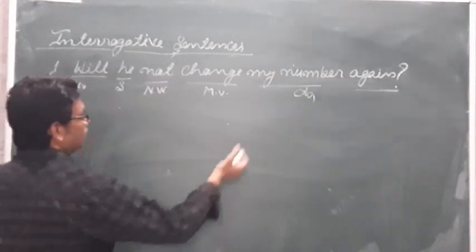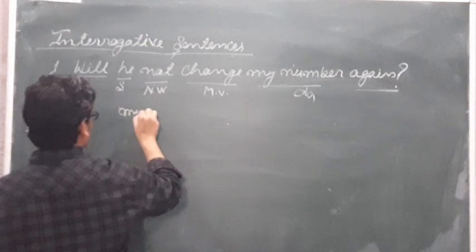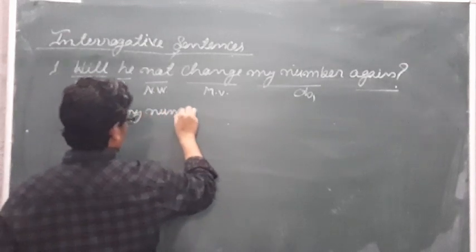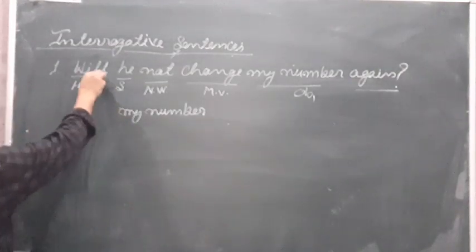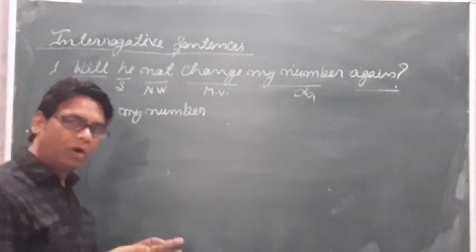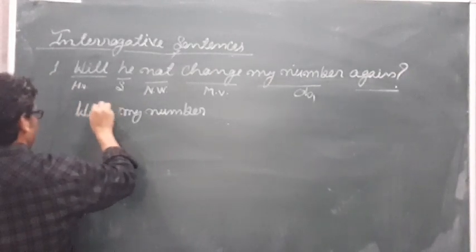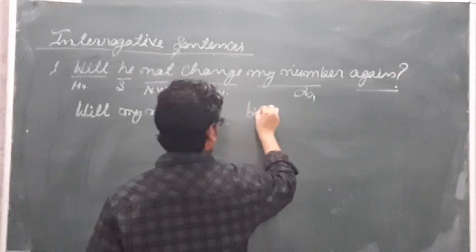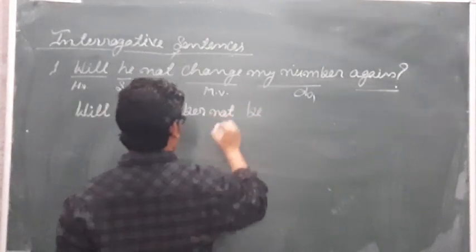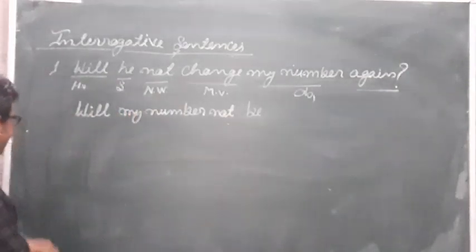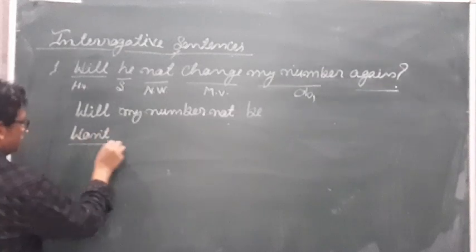Okay, so first of all we'll change object into subject: my number. Now I will change will. Will is a modal, and a modal will be changed into modal plus be. So I write here be, and not will be taken place at. Okay, so we can write it like this: won't, in short form.